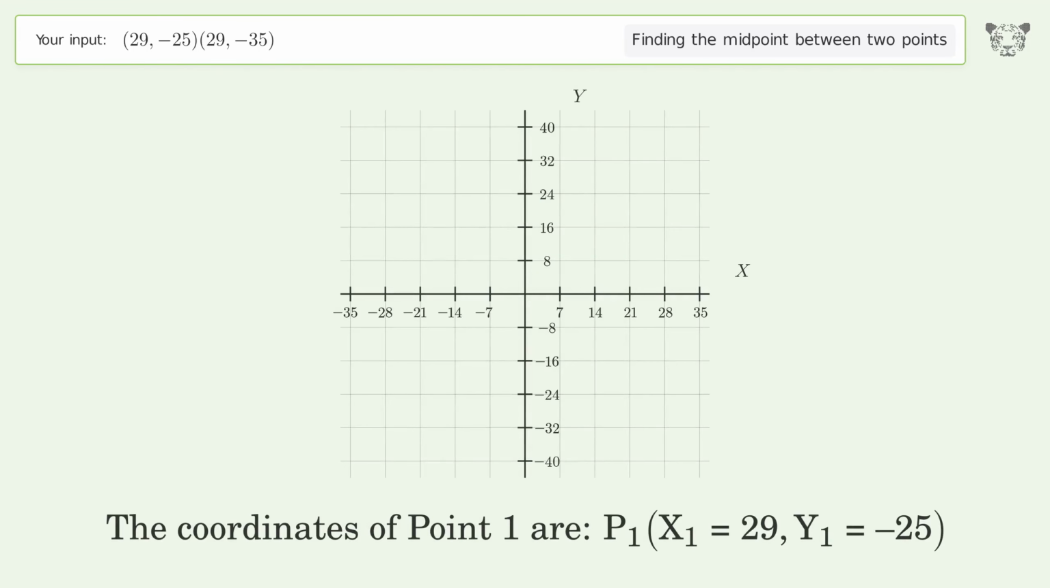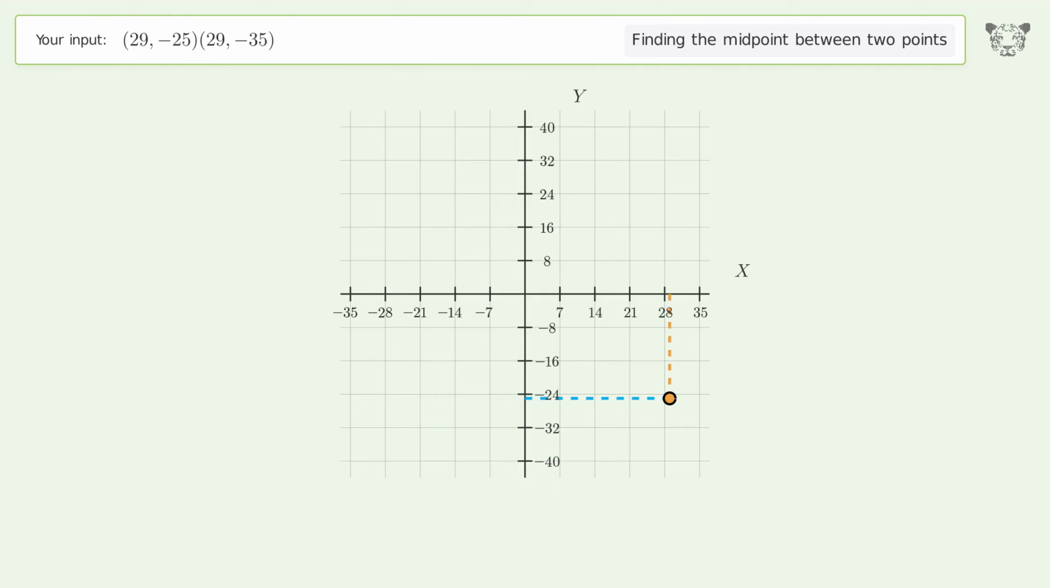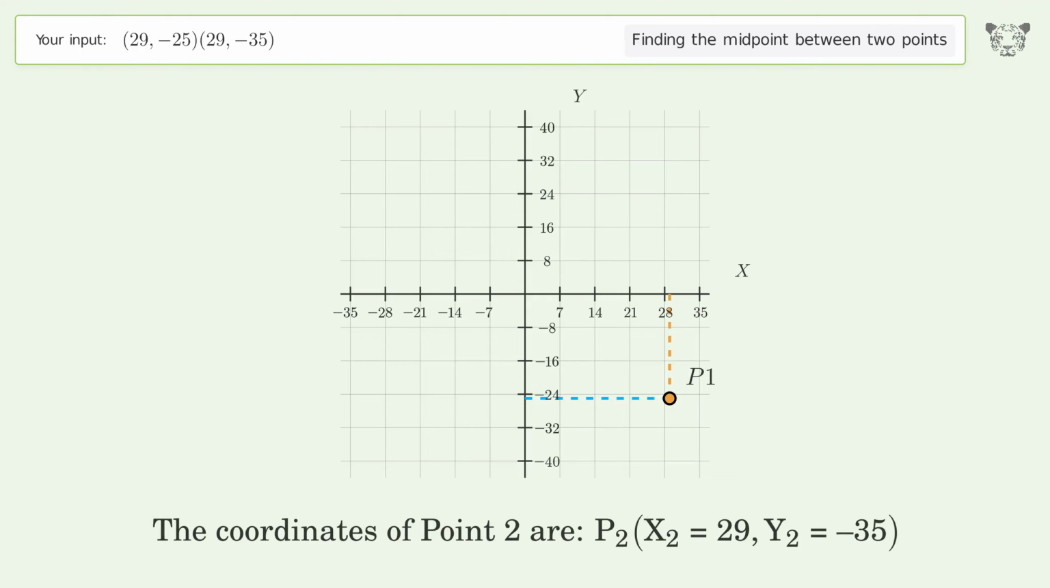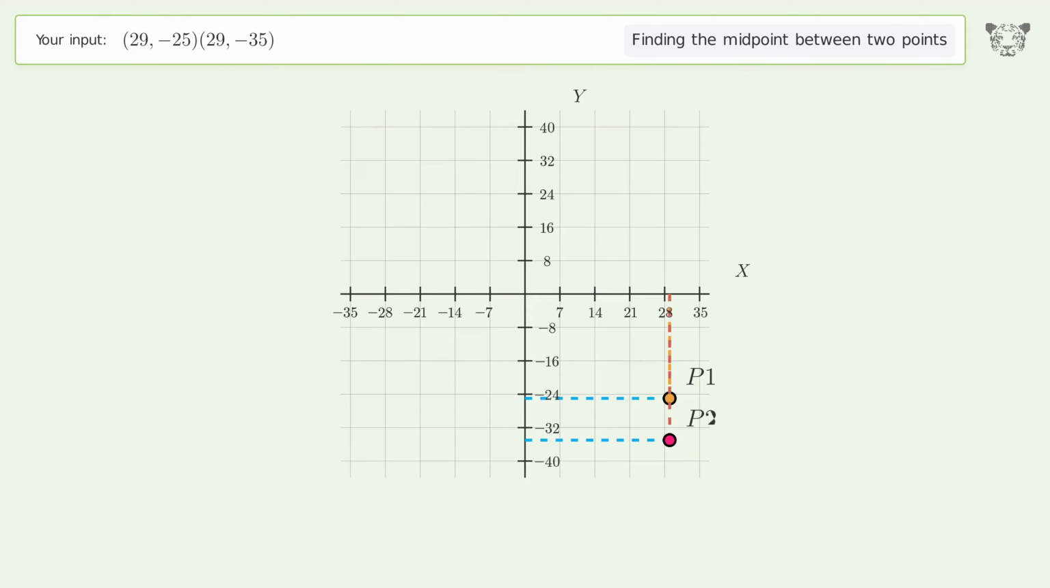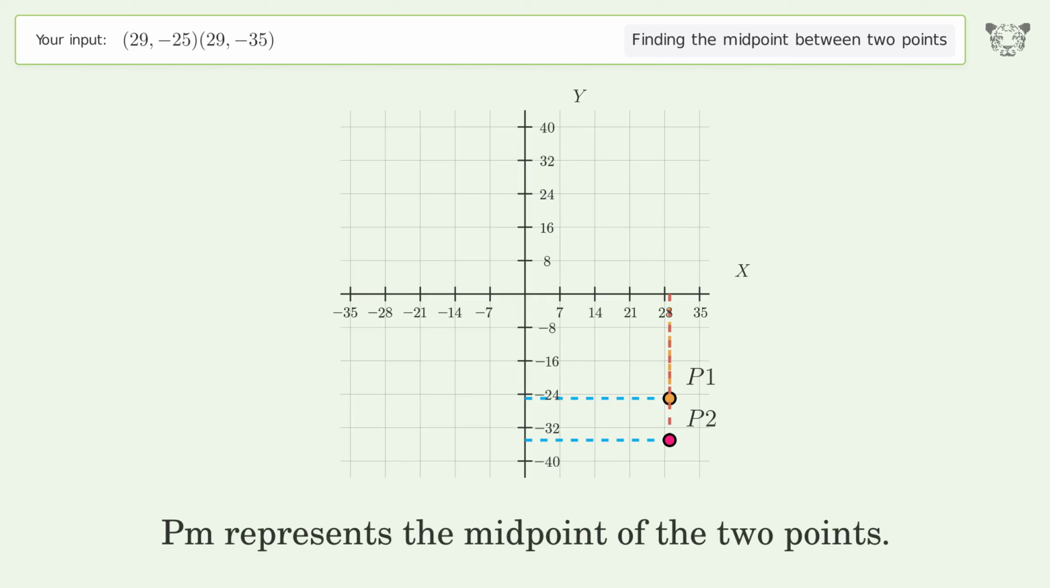The coordinates of point 1 are x1 equals 29, y1 equals -25. The coordinates of point 2 are x2 equals 29, y2 equals -35. PM represents the midpoint of the 2 points.